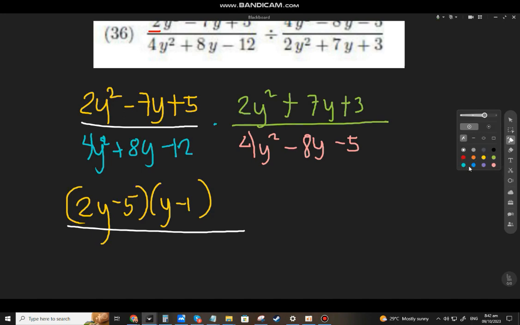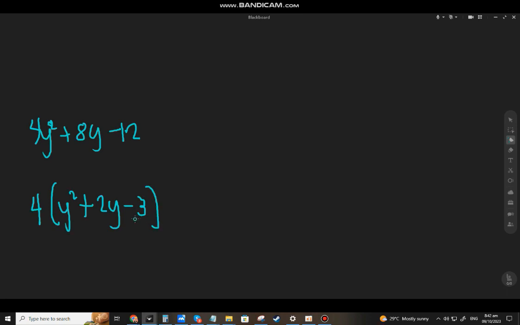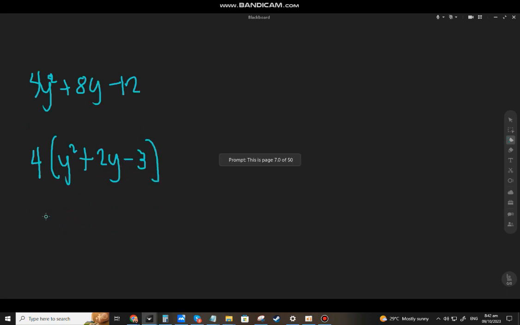For the blue one, we can do monomial factoring first to reduce it, because the 4, 8, 12 have a GCF of 4. Not like in 2, 7, 5, they don't have a GCF. I'll show you. We can reduce it by getting the GCF. So that will be 4 times y squared plus 2y minus 3. Right? It's easier. Now you don't need to do the slide and divide technique anymore.